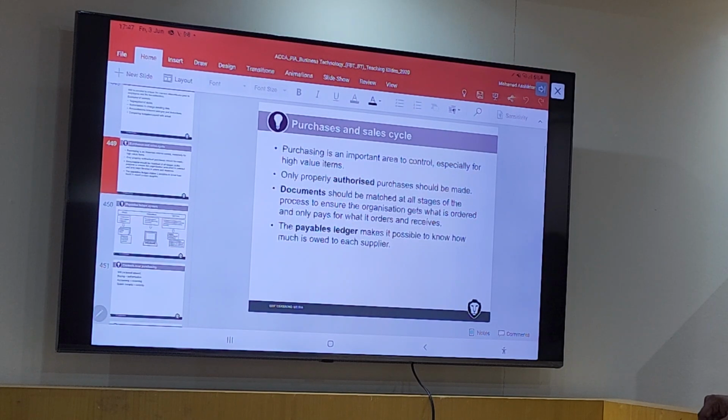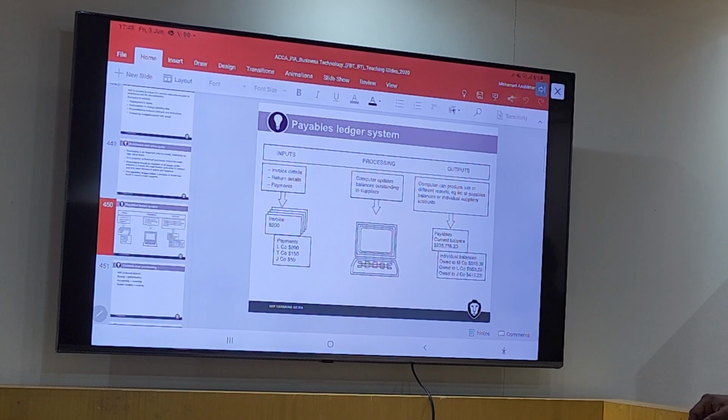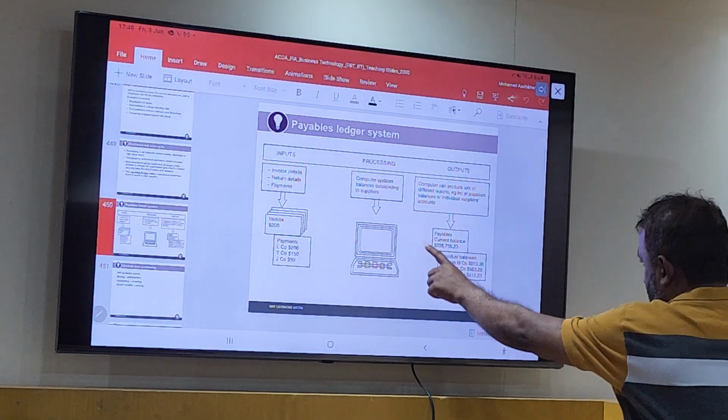The payables ledger makes it possible to know how much is owed to each supplier. And this is the payables ledger system: input, processing, output. Invoice details, return details, payment details all come, then the invoice, then the payment goes. So the primary ledger we talked about. The computer updates balances outstanding to suppliers. Output: the computer can produce lots of different reports. Payables, current balance, individual balance. See, this is the total, this is individual.